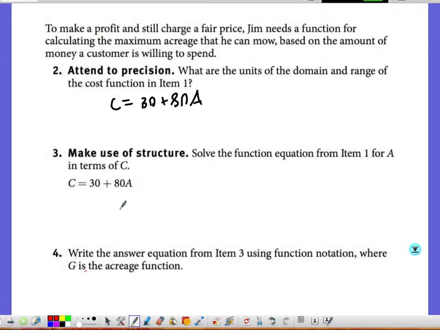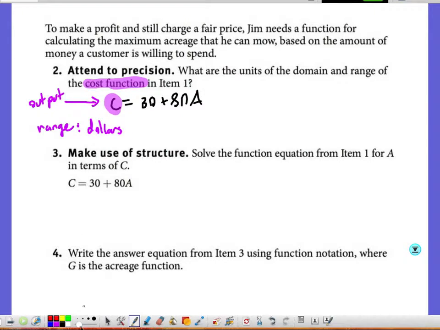First of all, you need to identify what is your input and what is your output, for the domain and range of the cost function. So what is the purpose of this function? It's to determine what the cost is going to be. So it is my cost function. This is my output. Another name for what the output represents when you put them together is the range. And therefore, since we're talking about cost, the units are going to be dollars.